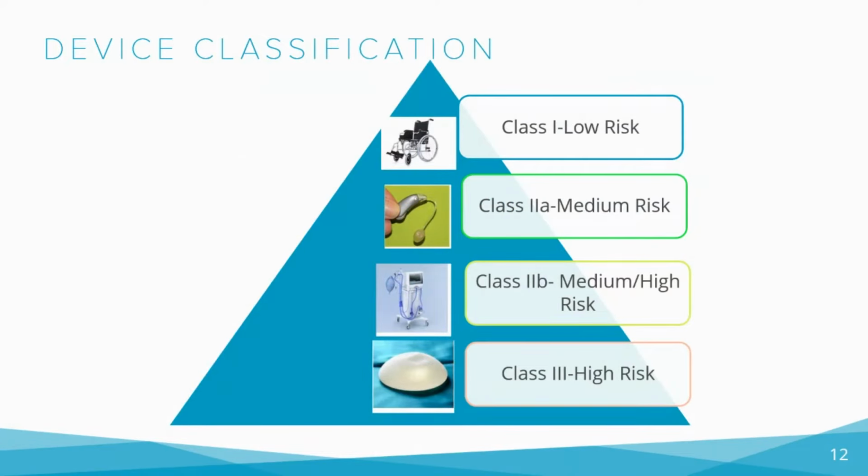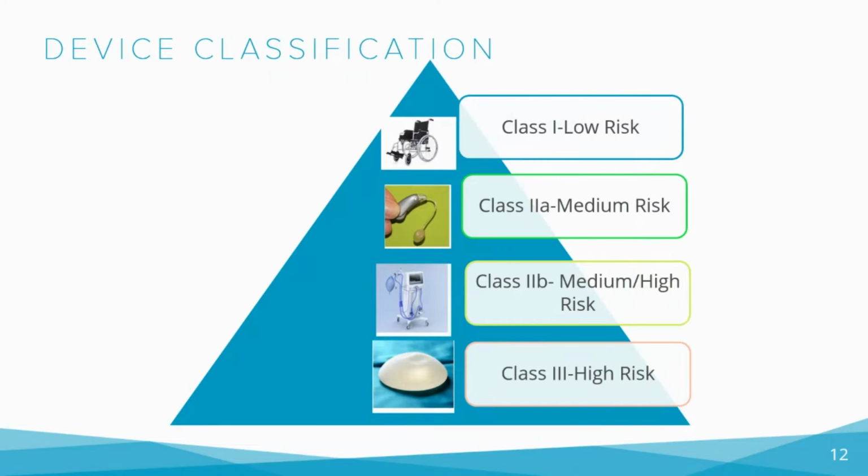Next, device classification. Device classification is a critical aspect of the UMDR. There are four classes of medical devices. Class 1 devices are considered low risk and include devices like bandages, surgical instruments, and contact lenses. Class 2A devices are considered medium risk and include devices like hearing aids, X-ray machines, and blood glucose meters. Class 2B devices are considered higher risk than Class 2A devices and include devices like dialysis machines and infusion pumps. And the last, Class 3 devices are considered highest risk and include devices like pacemakers, heart valves, and implant devices.